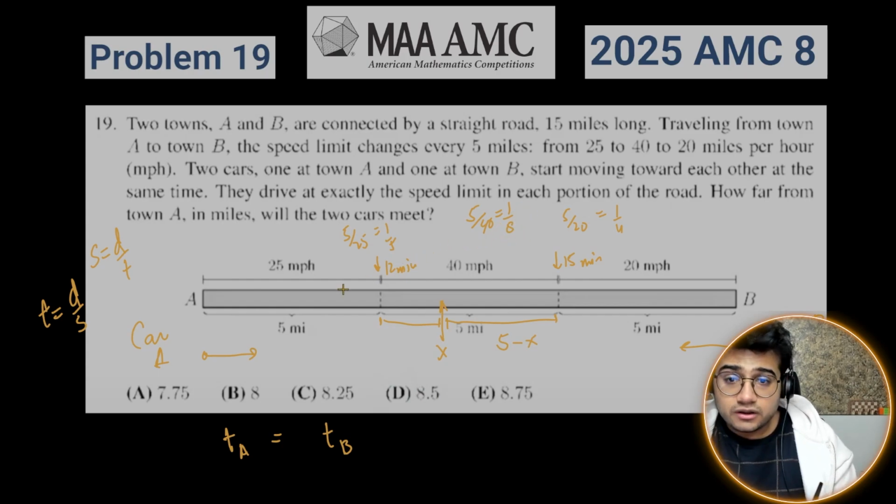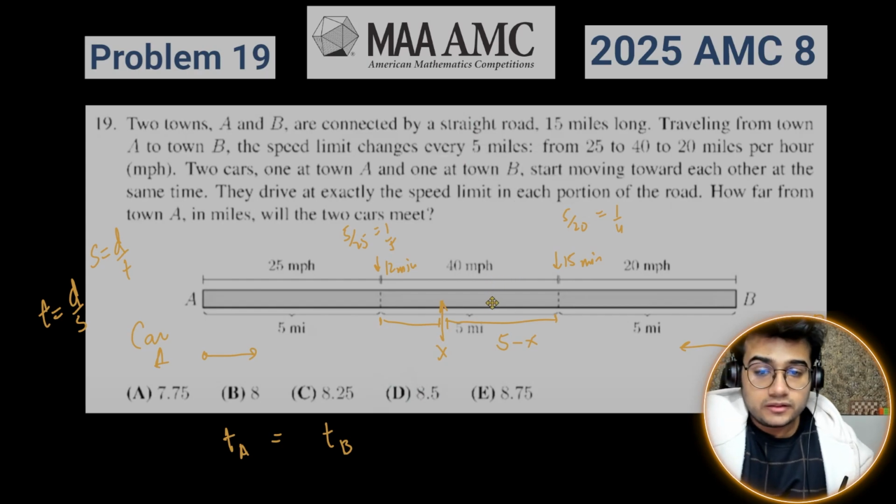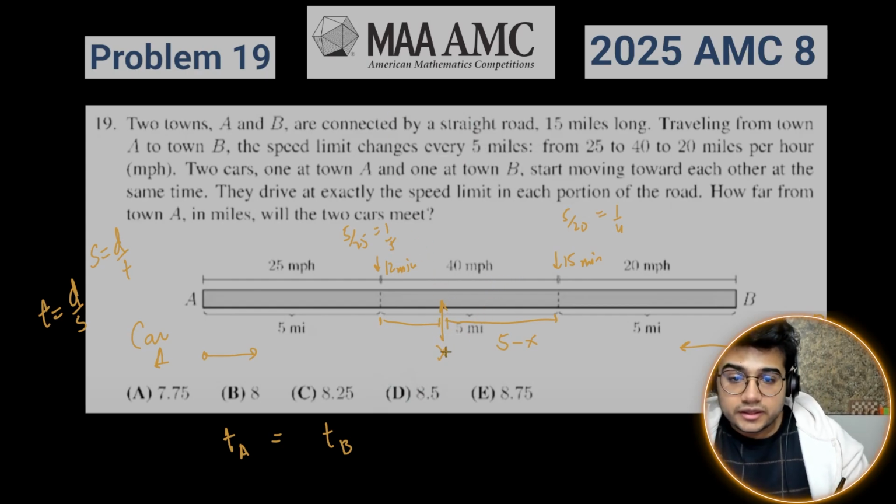So car A will actually take in 15 minutes. Car A will be somewhere here. It will not have gone all the way there. So we know that they meet somewhere in the middle. That's for sure. Okay, so let's say that they meet at this point, which is x distance away from this point right here. So this distance is x, this is 5 minus x.